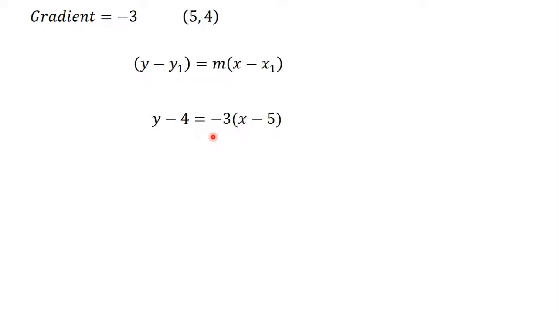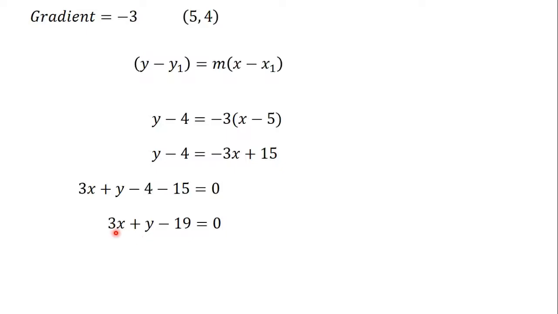We open the brackets and then we simplify. We will have y - 4 = -3 times x will give us -3x + 15, because -3 times -5 will give us positive 15. I'm going to group all the terms on one side of the equation. So I will send -3x and 15 to the left-hand side. This will give us 3x + y - 4 - 15 = 0. We simplify this further and we are having 3x + y - 19 = 0.